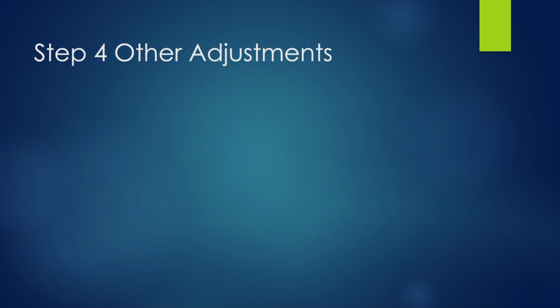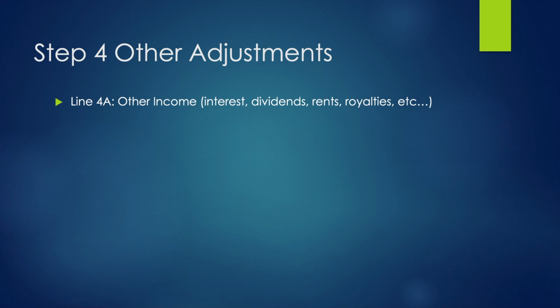Step 4. This is where, line 4A, you will enter your other income. And as I mentioned earlier, this could be interest, it could be dividends, it could be rent from a rental property that you own, it could be royalties, any type of other income that you want to include and have your employer withhold on your paycheck. If you do not want this income included, if you want to send in quarterly estimated payments, then do not include it here. Line 4B is other deductions.